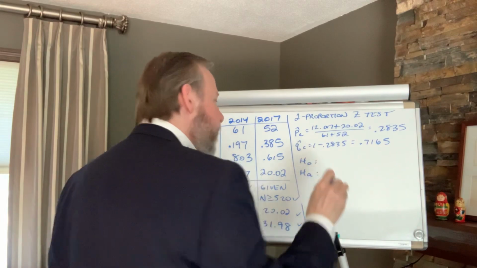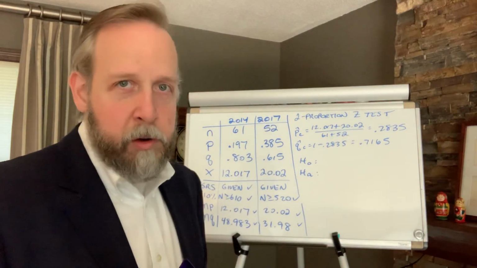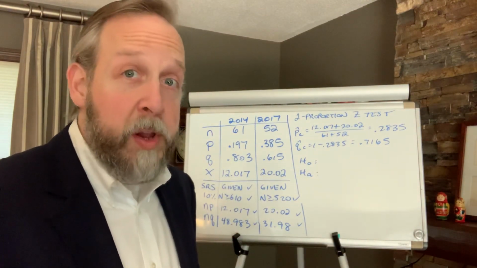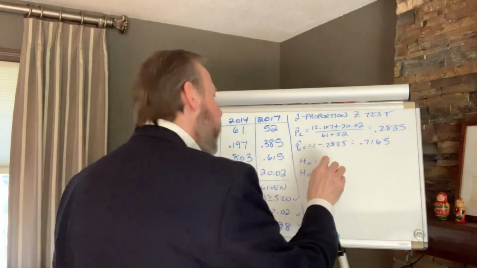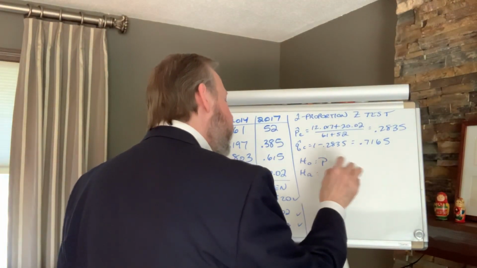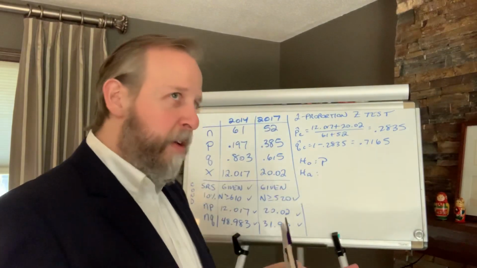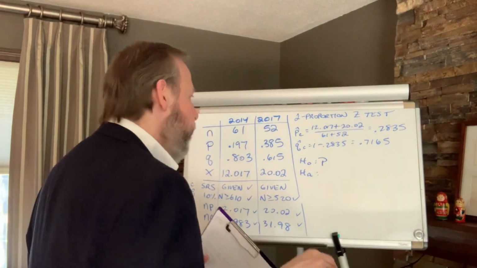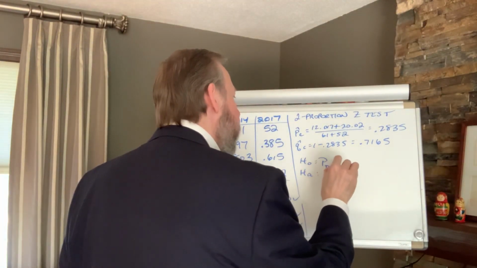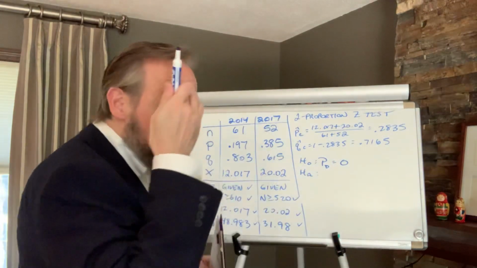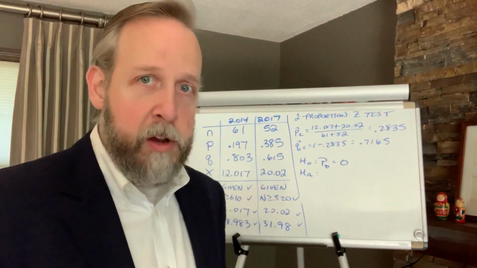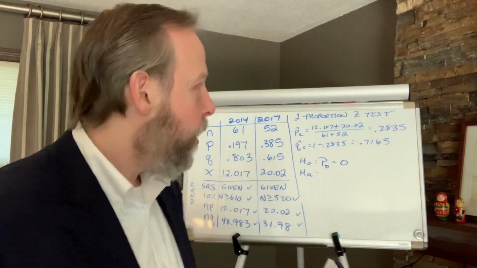Remember, the null in these 2 sample problems is almost always that there's no difference between the 2 samples. So I'll say P sub D. If you want, you could write sub 2014 minus 2017. Doesn't matter. But the difference being 0 means that there's no difference between the 2 years. That's generally the null condition.